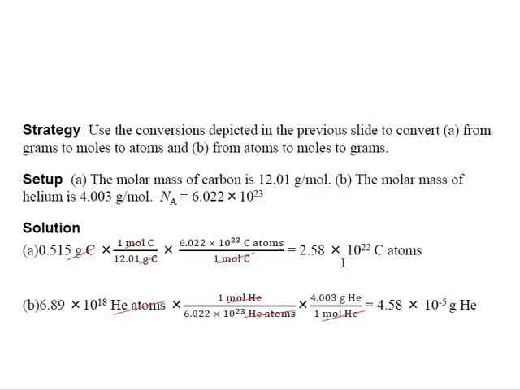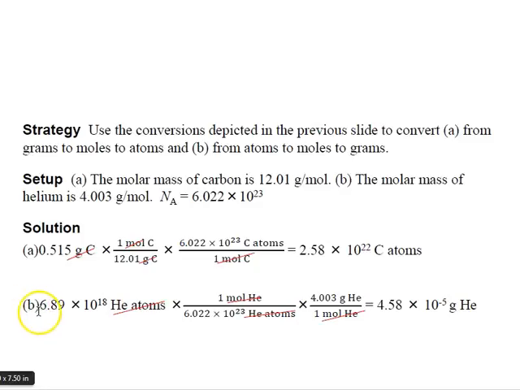Practice putting this in your calculator. Practice using the parentheses. If you have a graphing calculator, you'll do parentheses 6.022. I usually use the EE button. So press second, find that EE, and then you'd put in 23, and then close the parentheses. So one more time: parentheses 6.022 EE 23 parentheses.